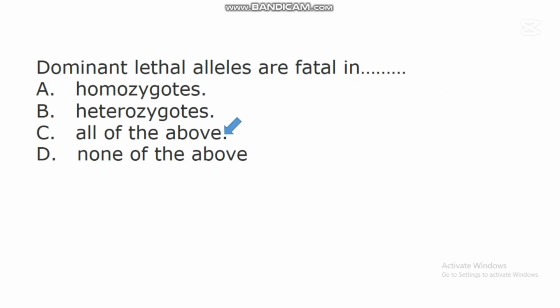All of the above. Studies have shown that dominant lethal alleles are harmful versions of genes. They are harmful genes that can affect homozygotes. They are also fatal to heterozygotes because they are dominant. So in this situation, they affect both the homozygotes and heterozygotes.